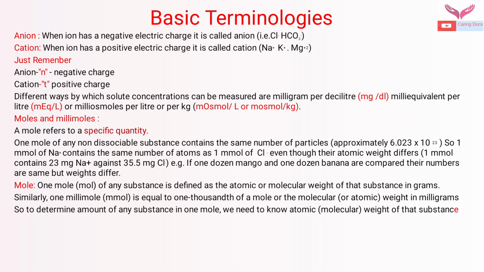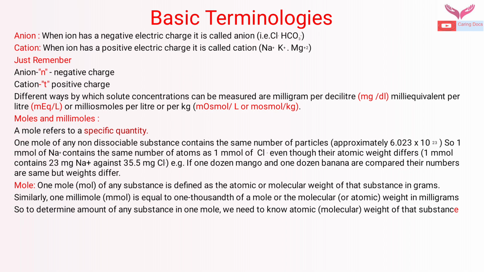Moles and millimoles, let us discuss what are they. Basically, mole is a specific quantity. One mole of any non-dissociable substance contains the same number of particles, approximately 6.023 into 10 raised to power 23. So 1 millimole of sodium contains the same number of atoms as 1 millimole of chloride, even though their atomic weight differs. That is, 1 millimole contains 23 milligram of sodium, and it is against the 35.5 milligram of chloride.